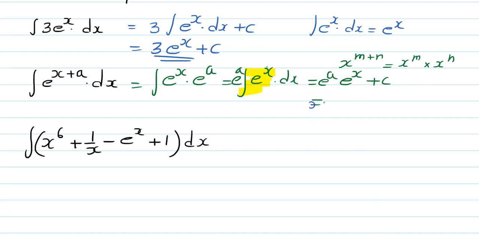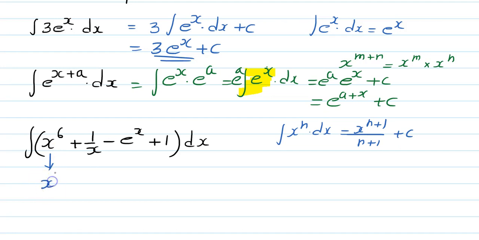So you can write down like this, e to the power a plus x plus c. Nice and easy. Now next one is integration of x to the power 6. So using the same formula, x to the power n dx, it will be x to the power n plus 1 divided by n plus 1 plus a constant. So here we can write down x to the power 7 over 7.